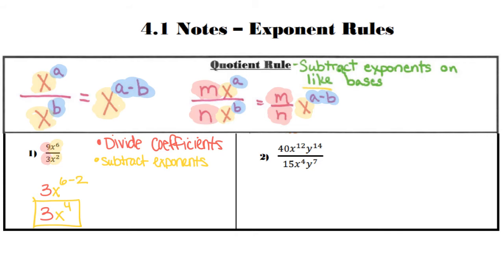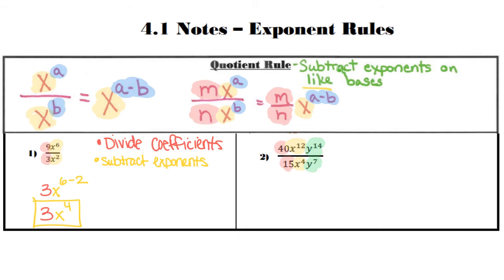Now, example 2 has a few additional things going on. Notice the multiple variables. There's an x and a y. I'm also noticing there are some coefficients. So the 40 and the 15 out in front are going to be our coefficients that we want to divide. And then I'll also just highlight the x terms. So we'll be subtracting exponents on the base x. And we're going to take it one step further. We're going to be subtracting the exponents on our base y.